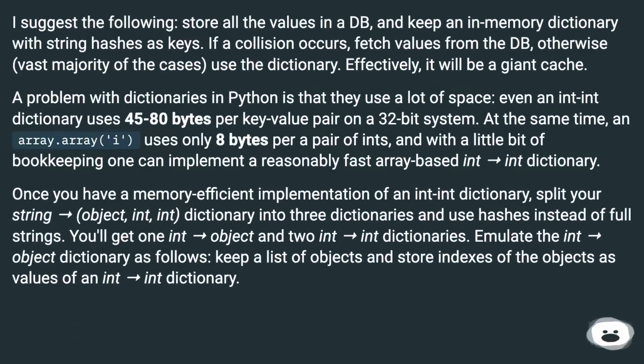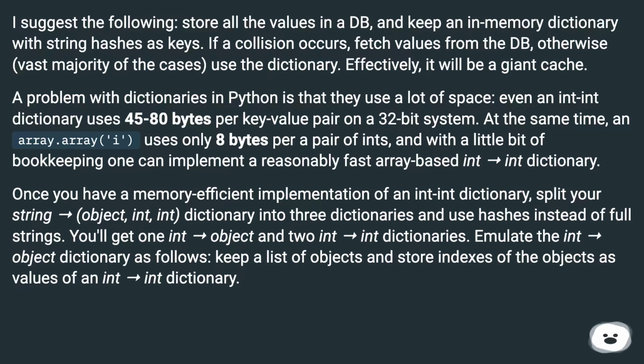I suggest the following: store all the values in a DB, and keep an in-memory dictionary with string hashes as keys. If a collision occurs, fetch values from the DB, otherwise, in the vast majority of cases, use the dictionary. Effectively, it will be a giant cache. A problem with dictionaries in Python is that they use a lot of space. Even an int dictionary uses 45 to 80 bytes per key-value pair on a 32-bit system.